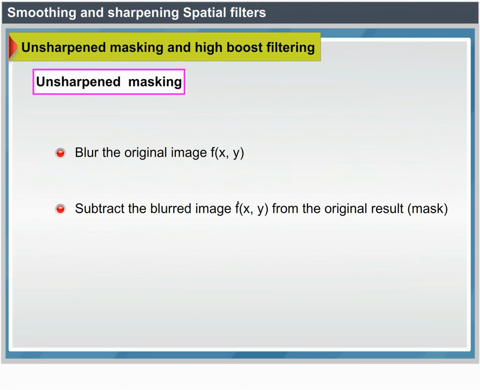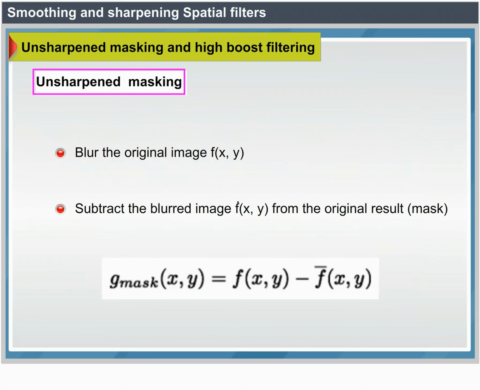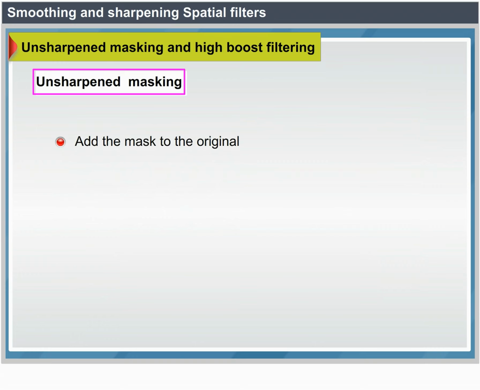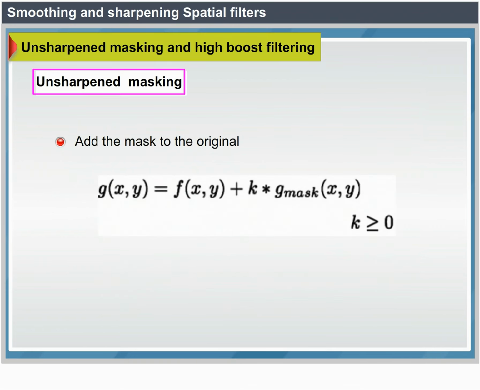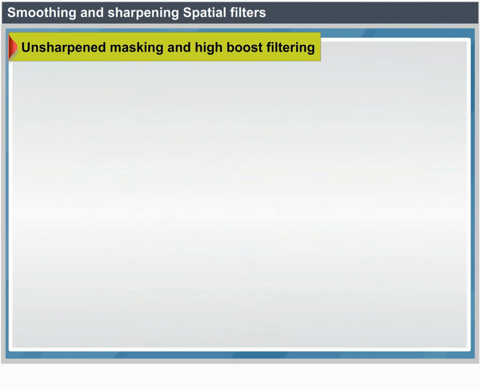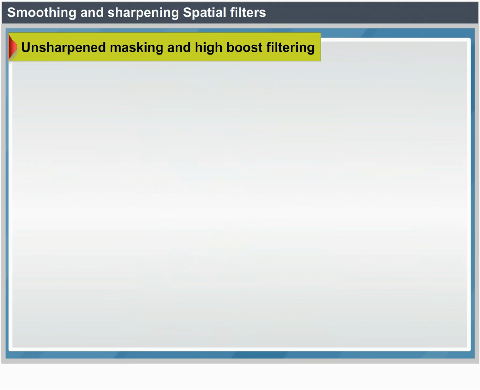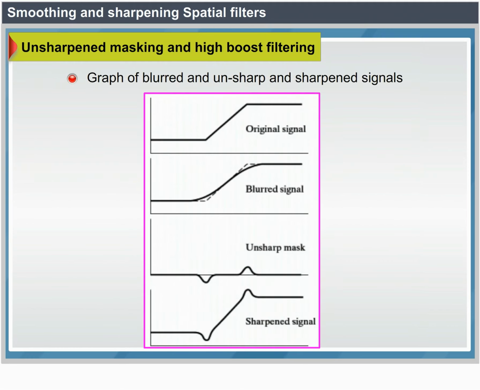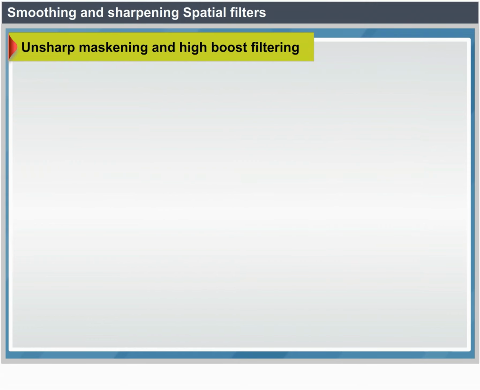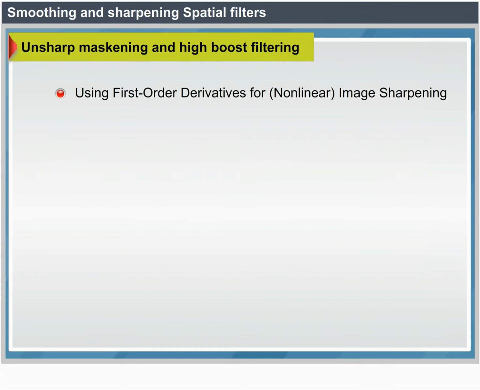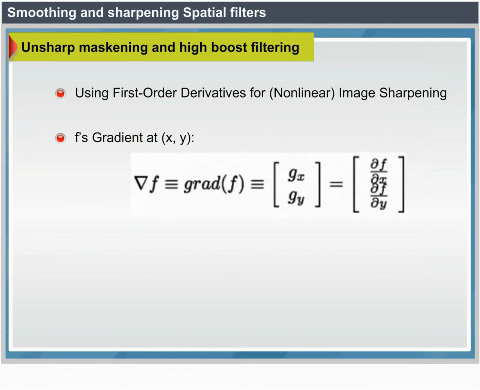Using first-order derivatives for nonlinear image sharpening, the gradient of f at x, y is given by the equation shown on screen. This vector points in the direction of the greatest rate of change of f at location x, y. The magnitude of gradient f is as shown on the screen. M of x, y, with x and y varying over all of f, is called the gradient image. Note, the gradient is a linear operator but not rotation invariant, that is, not isotropic. The magnitude is not linear but is isotropic.